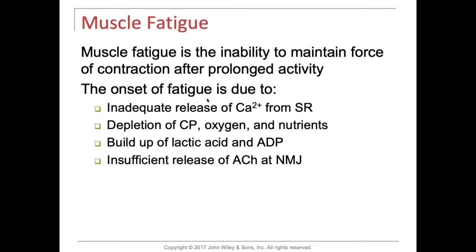When there's fatigue, what are some of the things that can create muscle fatigue? You don't have enough calcium, right? Inadequate release of calcium from the sarcoplasmic reticulum. You can have depletion of energy or creatine phosphate. You can be out of breath. You don't have enough oxygen. Or maybe you're iron deficient. You don't have enough iron. You don't have enough calcium in your diet. You don't have enough B vitamins. You don't have enough CoQ10 for energy production. You can get the buildup of lactic acid and adenosine diphosphate, or an insufficient release of acetylcholine, that neurotransmitter, at the neuromuscular junction.